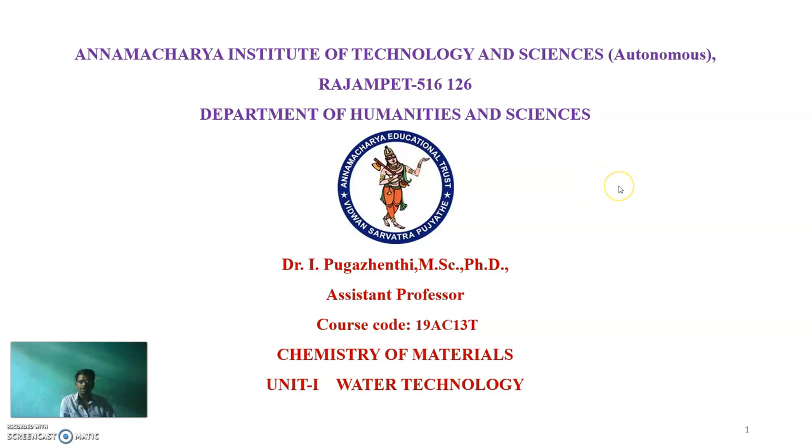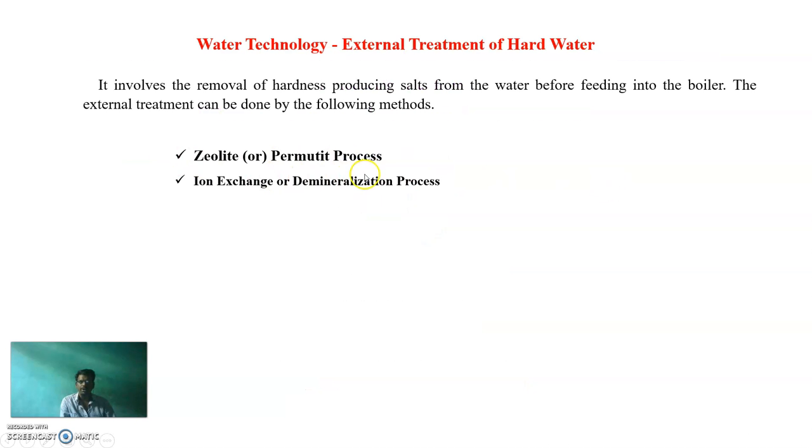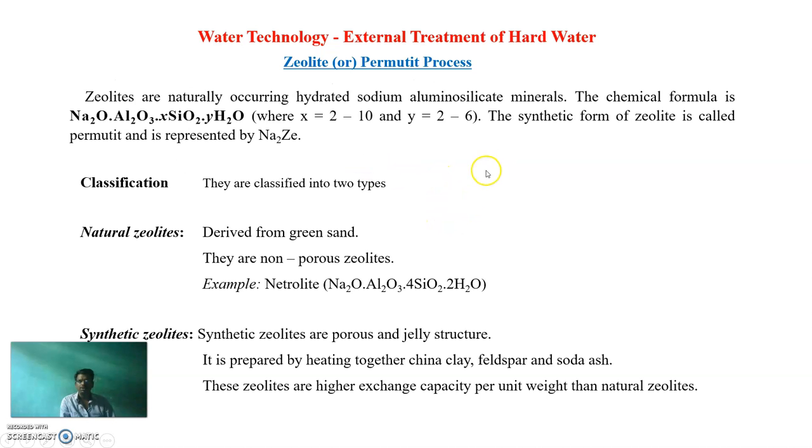Hi everyone. In this session, we are going to discuss some water treatment methods. The first one is the zeolite or permutit process. Next is the ion exchange or demineralization process. These two processes are important to remove hardness from hard water. After this treatment, the resulting water is used as feed water in boilers.